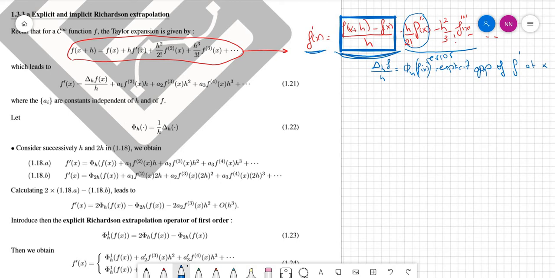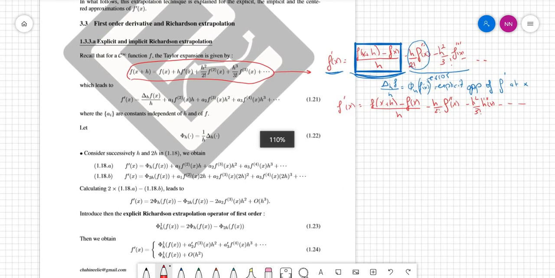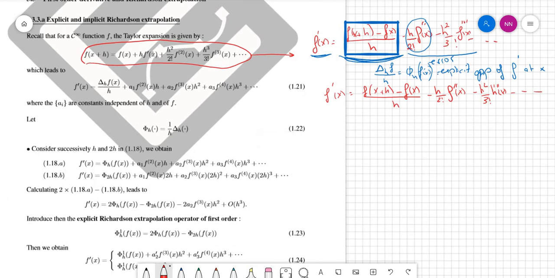What I will do is the following. I will take this form I already wrote and write it again: f prime of x equals f of x plus h minus f of x over h, minus h over factorial 2 f double prime of x, minus h squared over factorial 3 f triple prime of x, minus etc. And I will write it once more, but this time taking 2h as a step size instead of h.